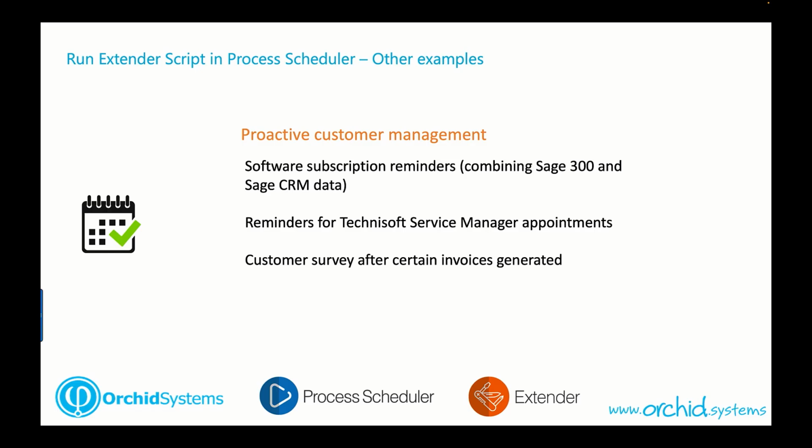going a bit further than the standard Sage core modules. We can combine Sage 300 and Sage CRM data. For example, we do this internally for software subscription reminders. Some information is in Sage 300, some other is in Sage CRM. We have Extender scripts that retrieve the ones that are about to expire and send them a notification.